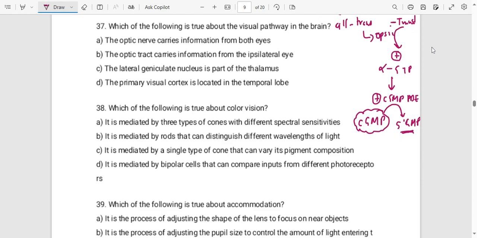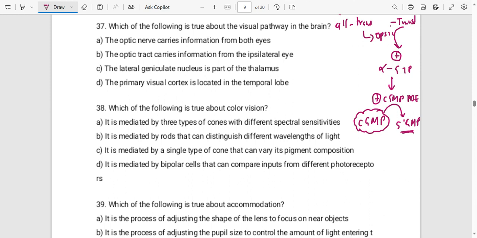Question 37. We are ending at 40. Which of the following is true about the visual pathway in the brain? A. The optic nerve carries information from both eyes. B. The optic tract carries information from the ipsilateral eye. C. The lateral geniculate nucleus is part of the thalamus. D. Primary visual cortex is located in the temporal lobe.